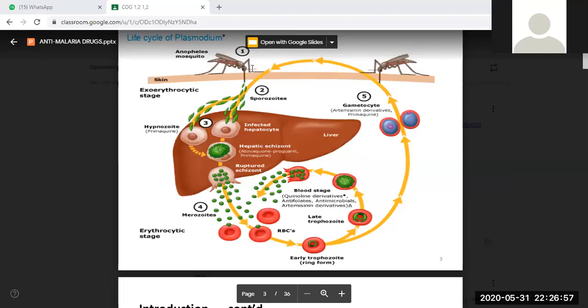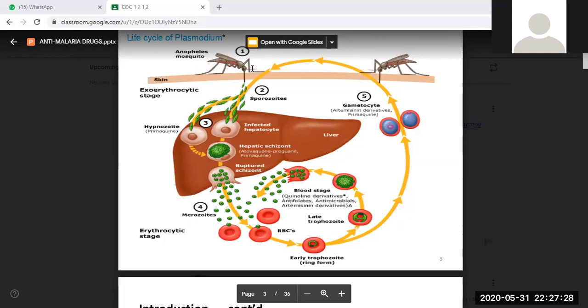Now, when they infect the red blood cells, they're going to develop into what we call early trophozoites. And these ones are ring-like in structure when you look at them through a microscope. Okay? And then here, there is a mini cycle that is going to go on. When the trophozoite keeps on maturing, it is going to turn into a late trophozoite, okay? And then as it continues to mature, it is still going to rupture to release more merozoites.